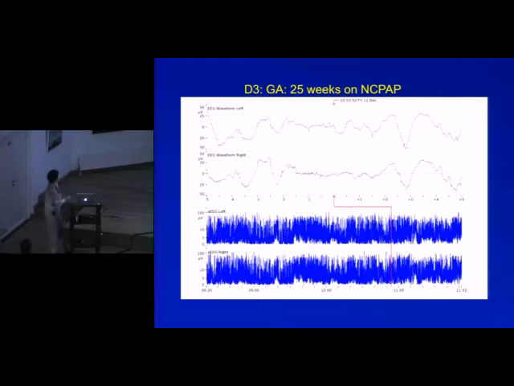And just to show you some examples, this is a normal 25-weeker on nasal CPAP. He was doing fine. He had normal scans. He was normal at follow-up, and still you already see this cyclicity, not really sleep-wake cycling, you can't say that, but there is some cyclicity already at that age.